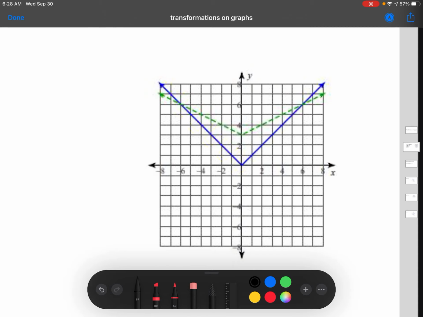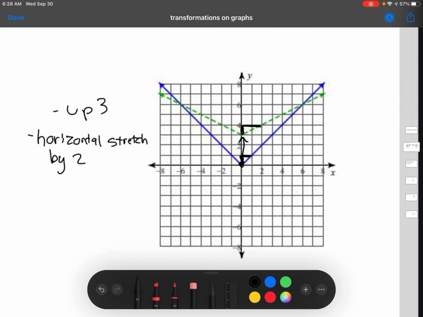We look at this one, it's the absolute value, right? One thing I noticed is that it moved up 3 spaces. I also noticed that it appears to be shorter, right? And so what I noticed is this one goes up 1 over 1, this one goes up 1 over 2, right? So it got stretched wider. That's a horizontal stretch. Since it went from 1, 1 to 1, 2, it means it was stretched by 2. And other than that, it didn't go left or right.